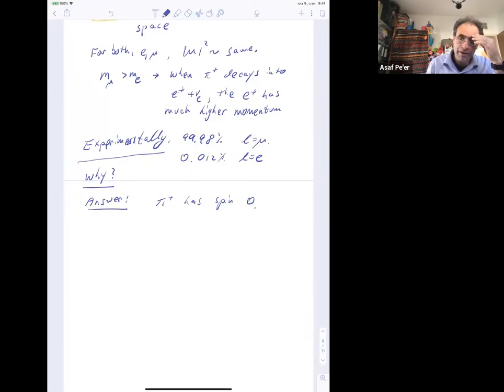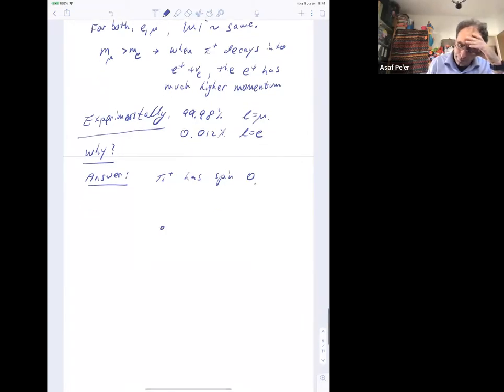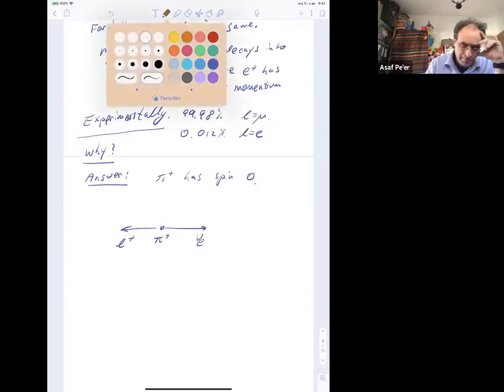If you go to the pion's rest frame, you have the neutrino and the lepton. Experimentally, the neutrino must be left-handed, and that means the anti-lepton must also be in a left-handed helicity state.